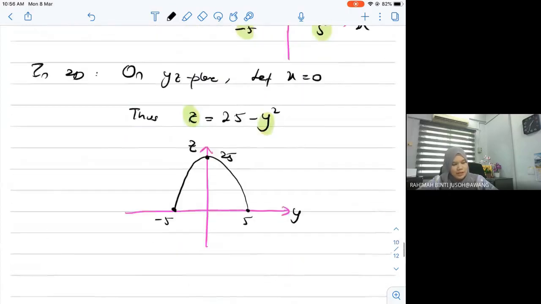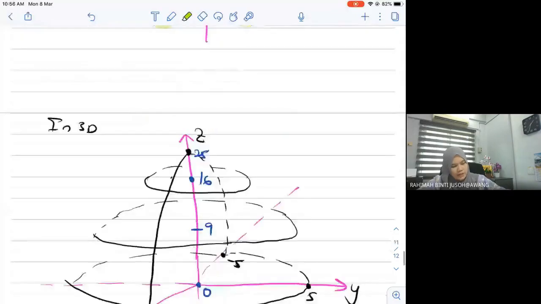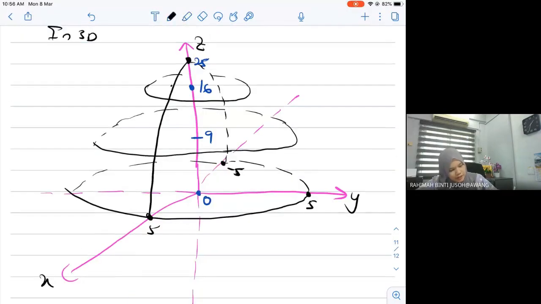Now the YZ plane. On the YZ plane, part C is Y with Z. If you notice here, Y goes from negative 5 until 5, part C Y from negative 5 until 5. This negative 5 is on the left and this is on the right. Alright, on the right and on the left.